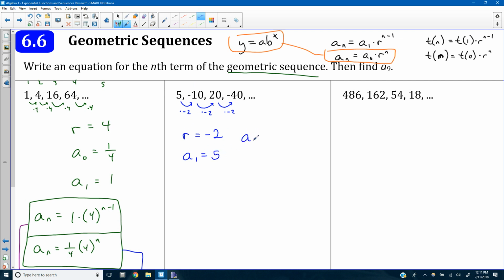So I can just write out my formula like this. 5 times negative 2, parentheses are so important for this one, to the n minus 1 power. If you want to write it with the 0th term, you can. Just note that to find the 0th term, you got to divide 5 by negative 2. It'll be negative 5 halves, and you'll work from there. I'm going to go ahead and just use this one this time.